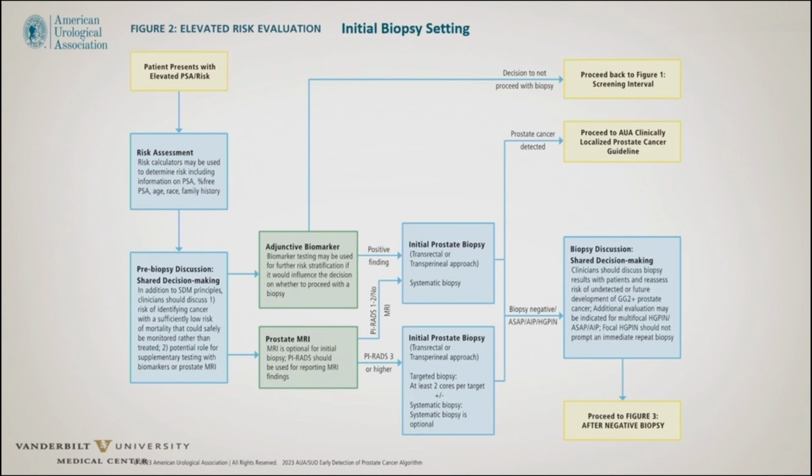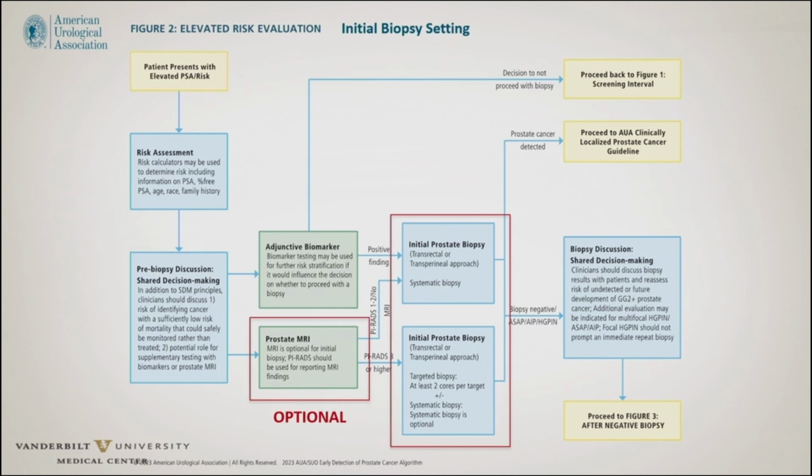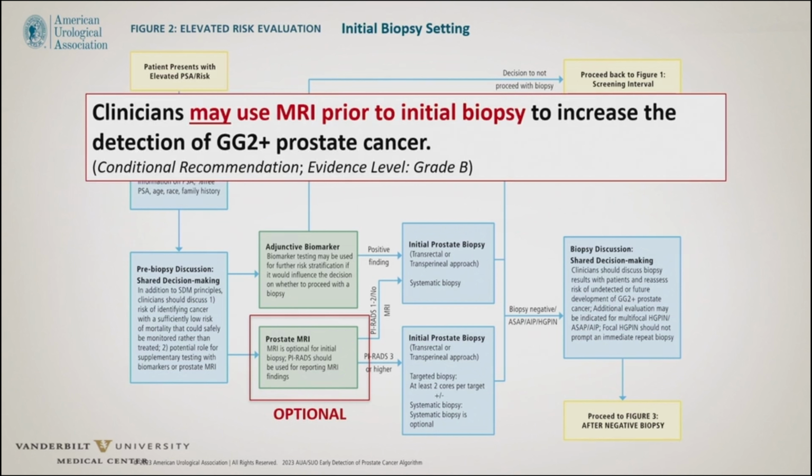So with the AUA guideline, what does it say about using MRI in the initial biopsy setting? If someone has an elevated PSA, it's confirmed, what do we do next? MRI in that setting is considered optional. I will say I use it almost all the time, but it is optional in the initial biopsy setting. And so the clinician may use MRI prior to initial biopsy to increase the likelihood of detecting a grade group 2 or higher prostate cancer.